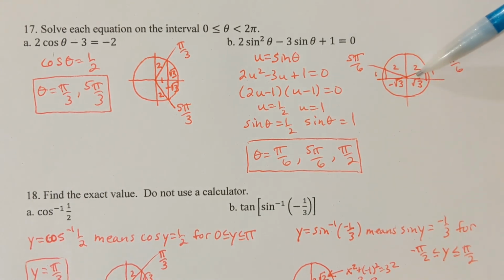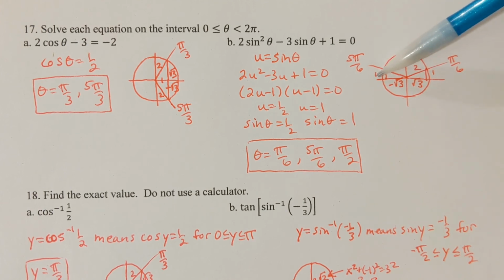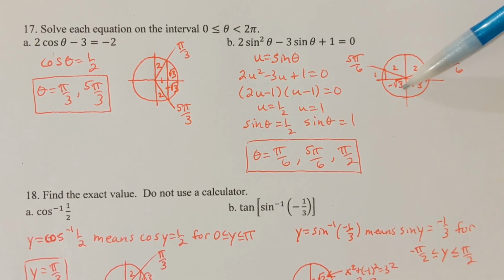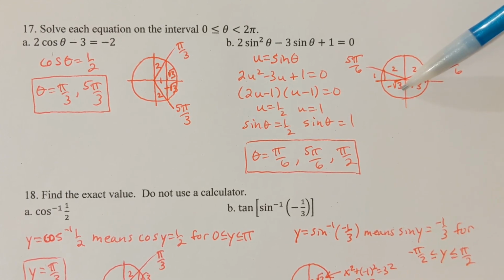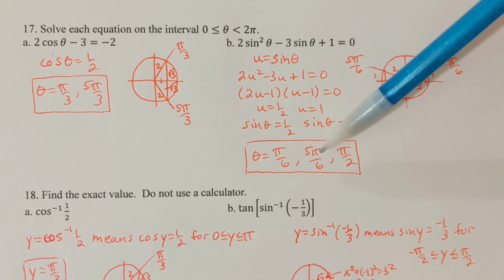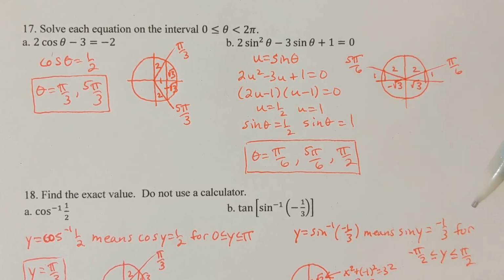Now, if I were to flip this triangle over into quadrant 2, sine of 5 pi over 6 would also be 1/2, right? Because the opposite side is 1, the hypotenuse is 2. The adjacent side is negative root 3, which I don't care about for sine theta, right? Sine theta is opposite over hypotenuse. I'm not doing anything with the adjacent side there. So 5 pi over 6 would be another answer that I would give.